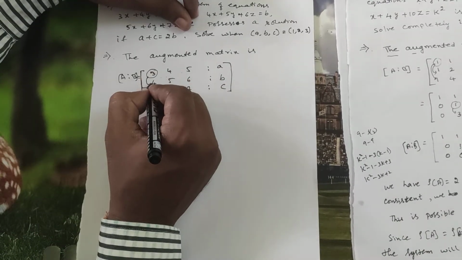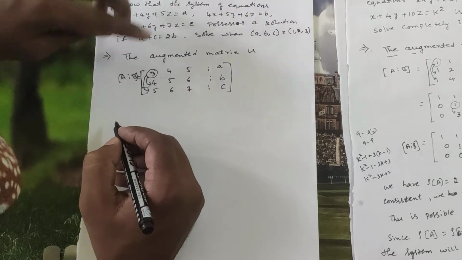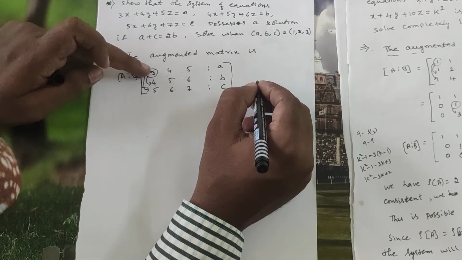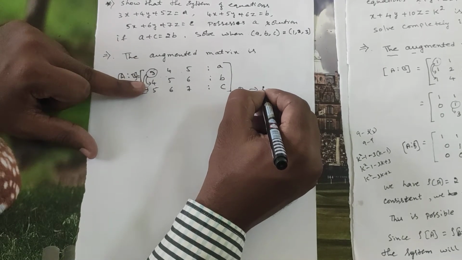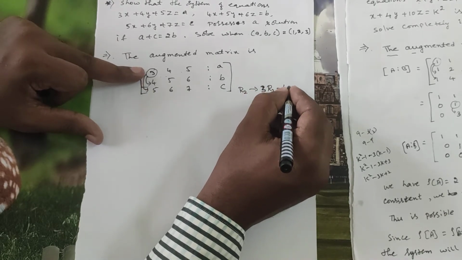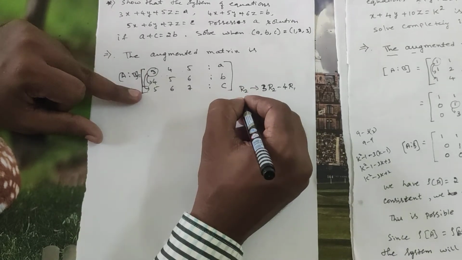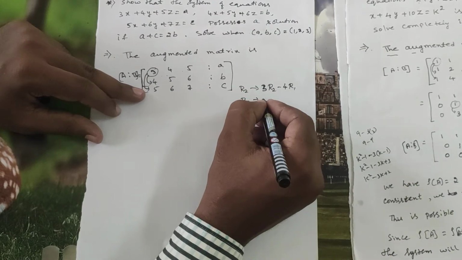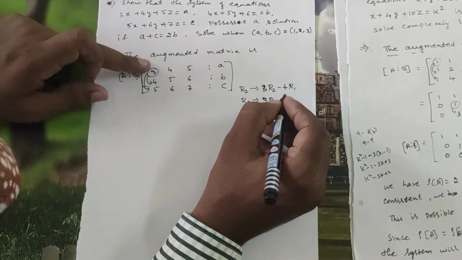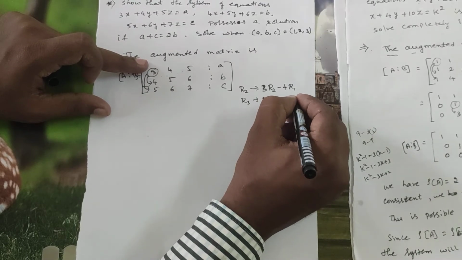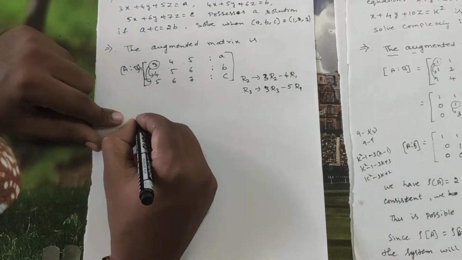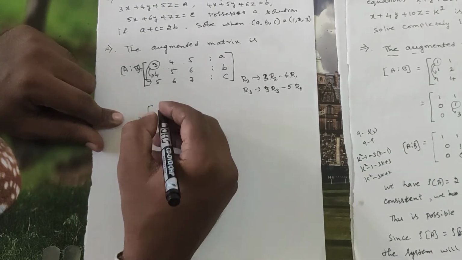So using R1, make R2 and R3 first elements 0. So R2, what do you get here? 4 times here, 3 times here, that's all. So 3 times R2 minus 4 times R1. And here R3, what do you get here? 3 times R3, 5 times R1, minus 5 times R1. So what do you get here?